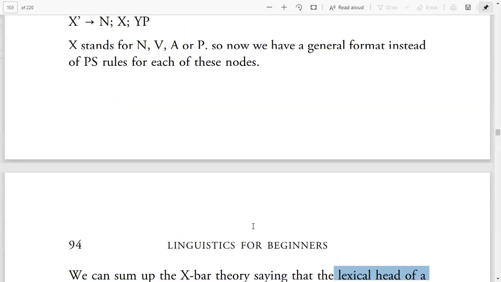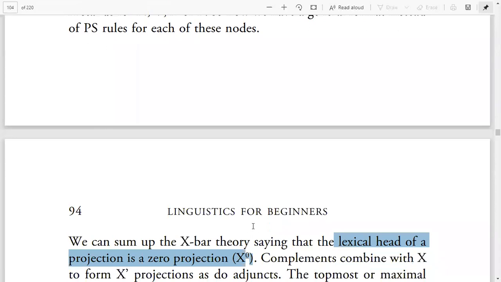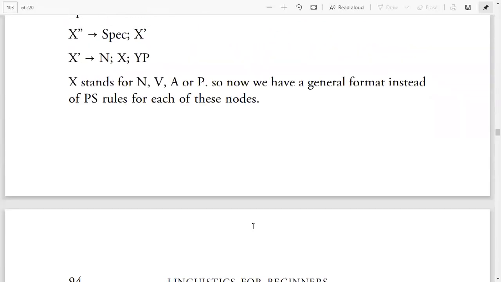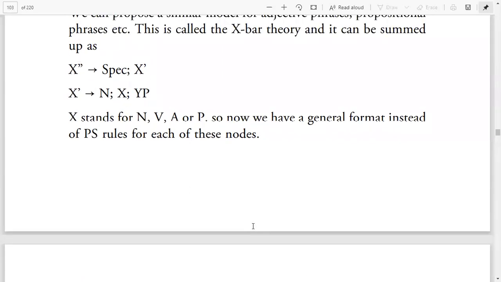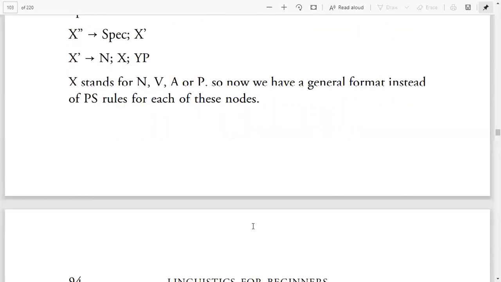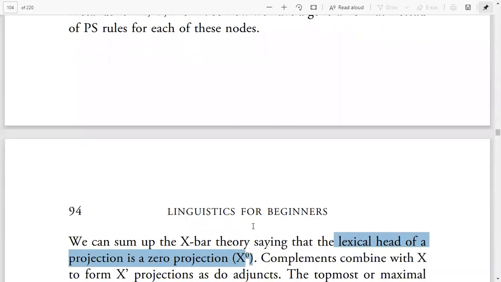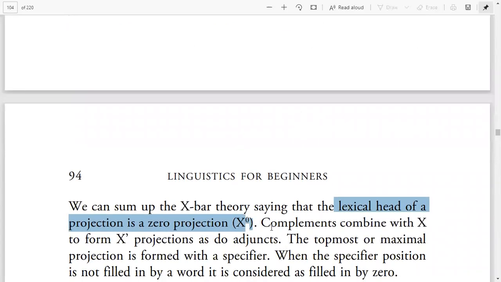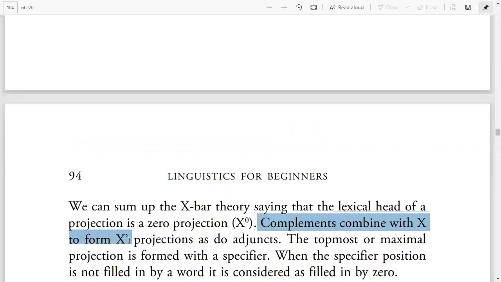It means that if you have only a projection of a lexical item in the phrase, that would be a zero projection. If under the heading of verb phrase you only have a verb, and you do not have any other material, if you only make the projection of that word, for example, the verb in the verb phrase and the noun in the noun phrase, that would be known as a zero projection. Complements combine with X to form X bar, right?